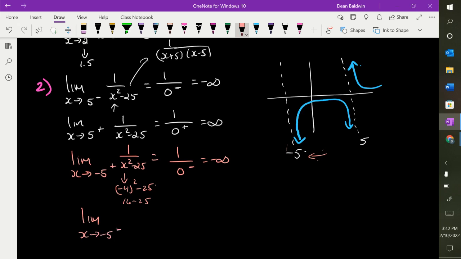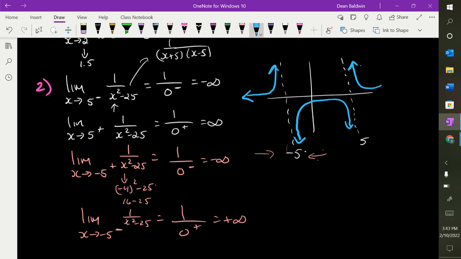negative 5 from the negative side of 1 over x squared minus 25. Sorry, it's getting squished here. A number that is smaller than negative 5, so we're coming at it from this side. So negative 6. Negative 6 squared is 36. 36 minus 25 is positive. So we go to positive infinity.